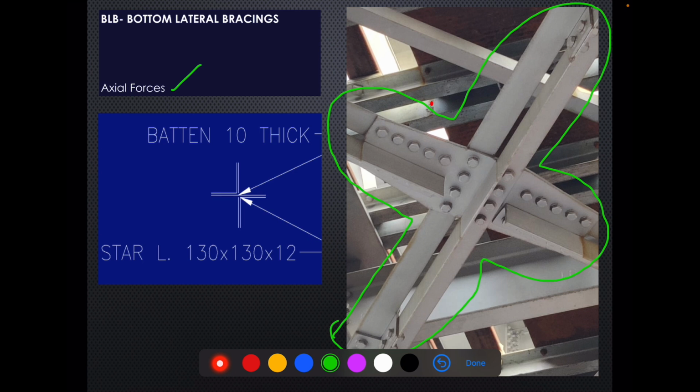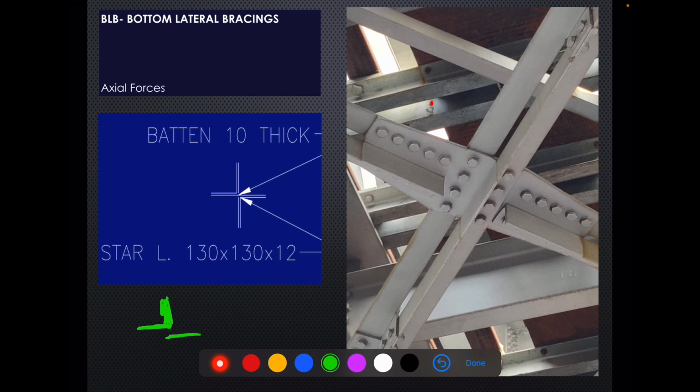As you can see, the section is made up of two angles. This is one angle and this is the other angle. These two are provided something like this. One angle, and this is another angle. So we typically call it a star section. So this is a star section.